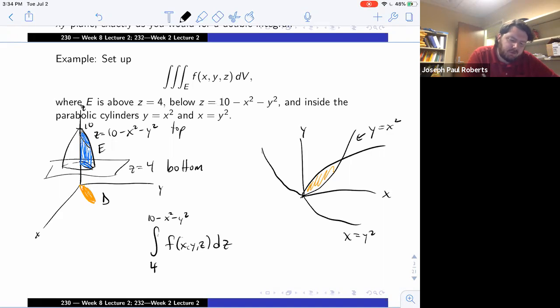Okay, and then as far as our x and y bounds go, they're going to be whatever we would have done for the double integral bounds of that shadow D. So we could do it dy dx. It looks like y equals x squared is the bottom curve. x equals y squared is the top curve, but we have to put it in the form y in terms of x. So our top curve is y equals square root of x, right?